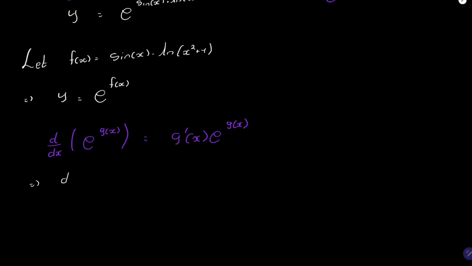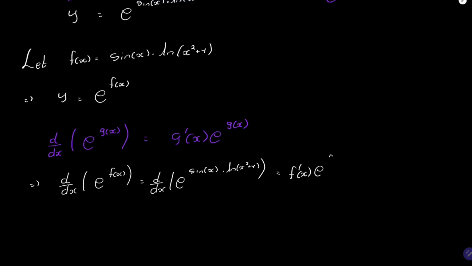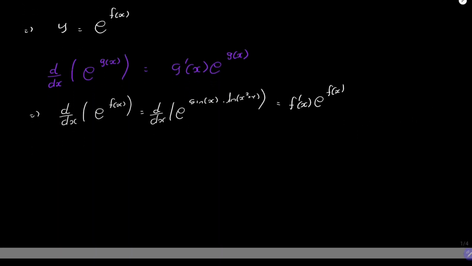This implies then that the derivative with respect to x of our function e to the f of x, which is same thing as the derivative with respect to x of e to the sine x dot ln x squared plus 1, is going to be equal to f prime of x e to the f of x, or sine x dot ln x squared plus 1, all that prime, e to the same function. It makes no difference. So let's start with finding first of all our f prime of x.